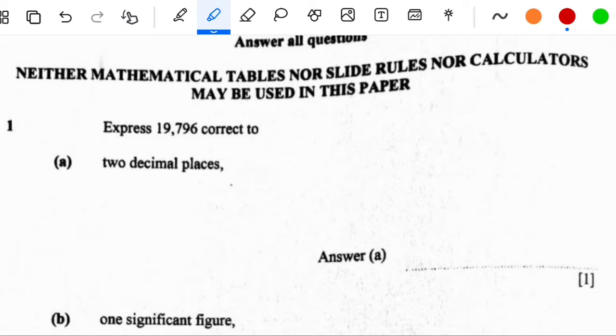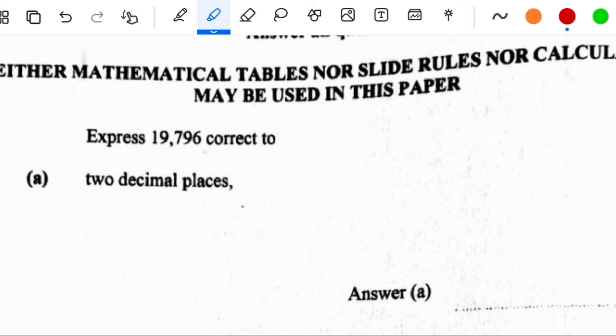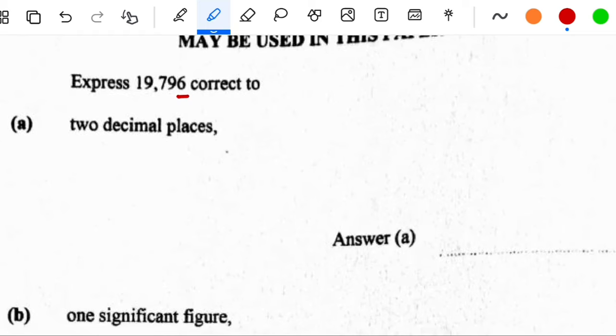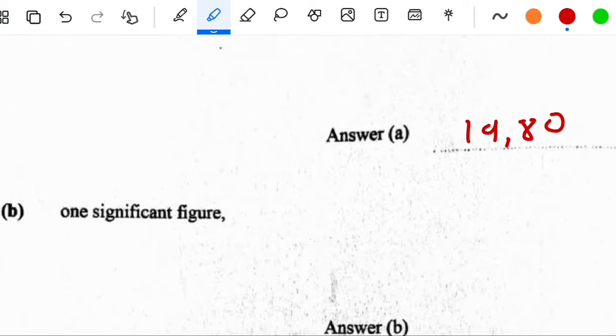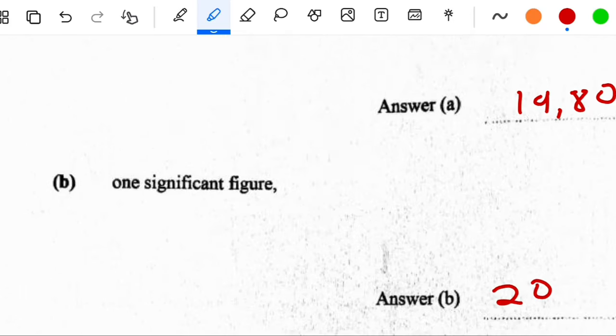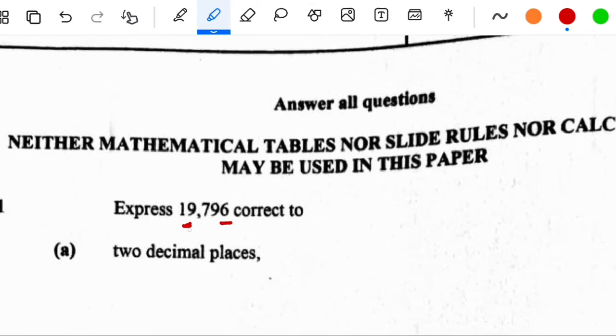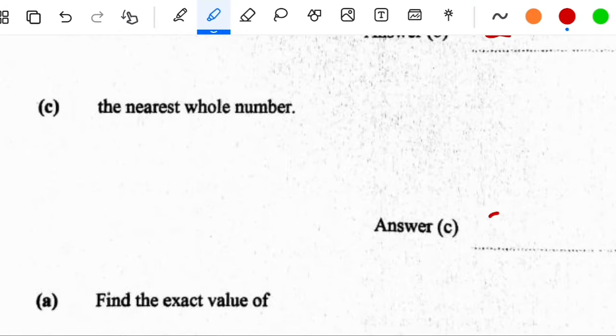Express 19.796 to 2 decimal places. So to 2 decimal places, you look at what? That 6 is going to affect 9 and turn him into a 10. Then it's going to increase 7 by 1. So we have got, our answer is 19.80. Then to one significant figure, you look at that 9, or 20 there. Then to the nearest whole number, we're looking also at that 9, and it's going to give us 20.